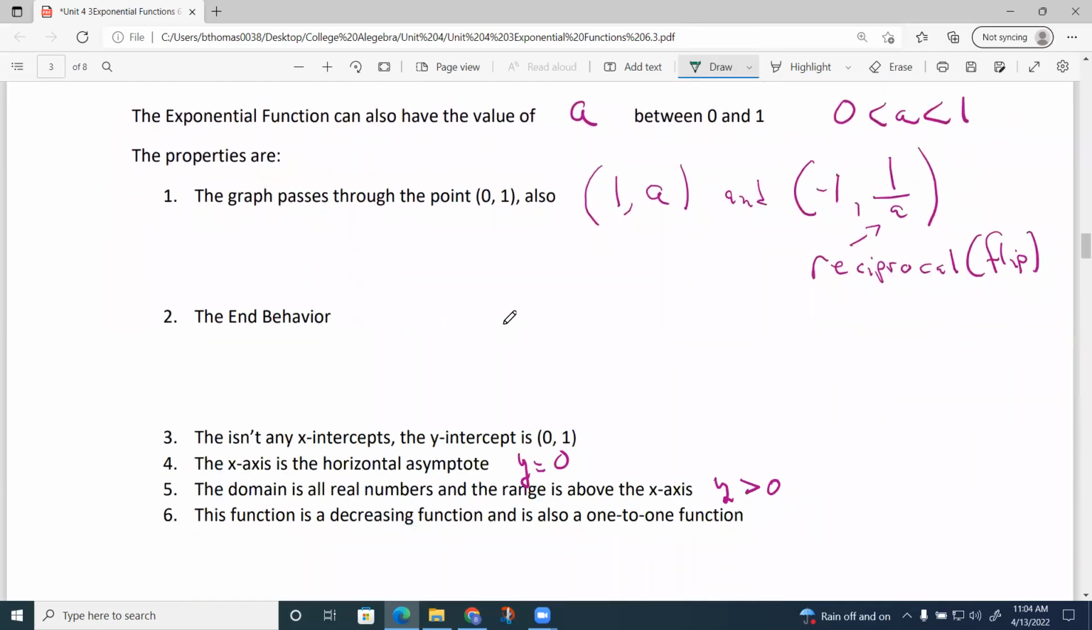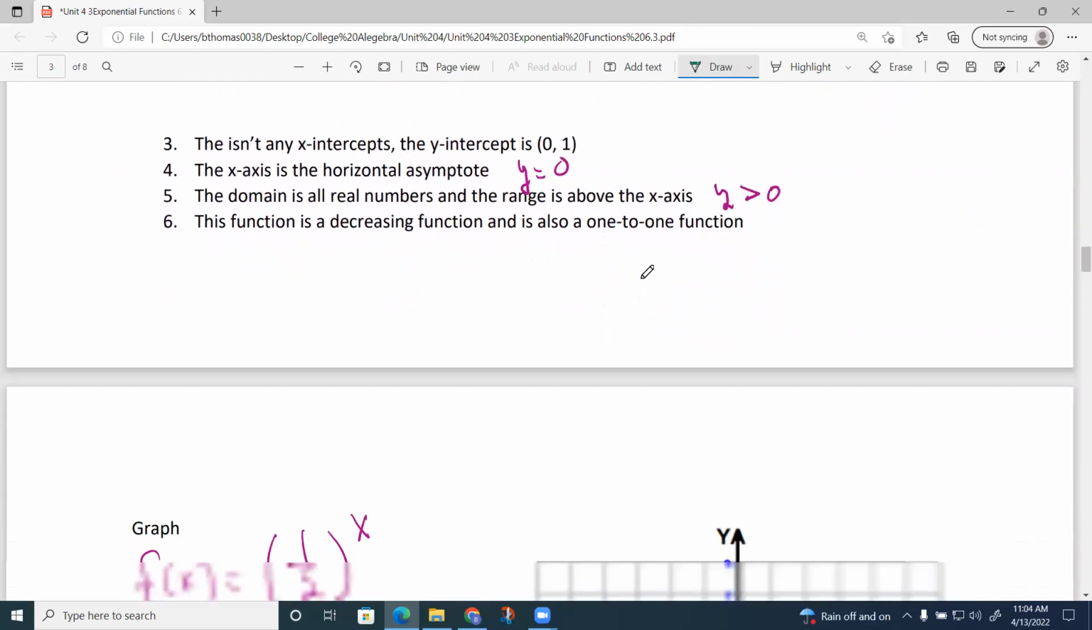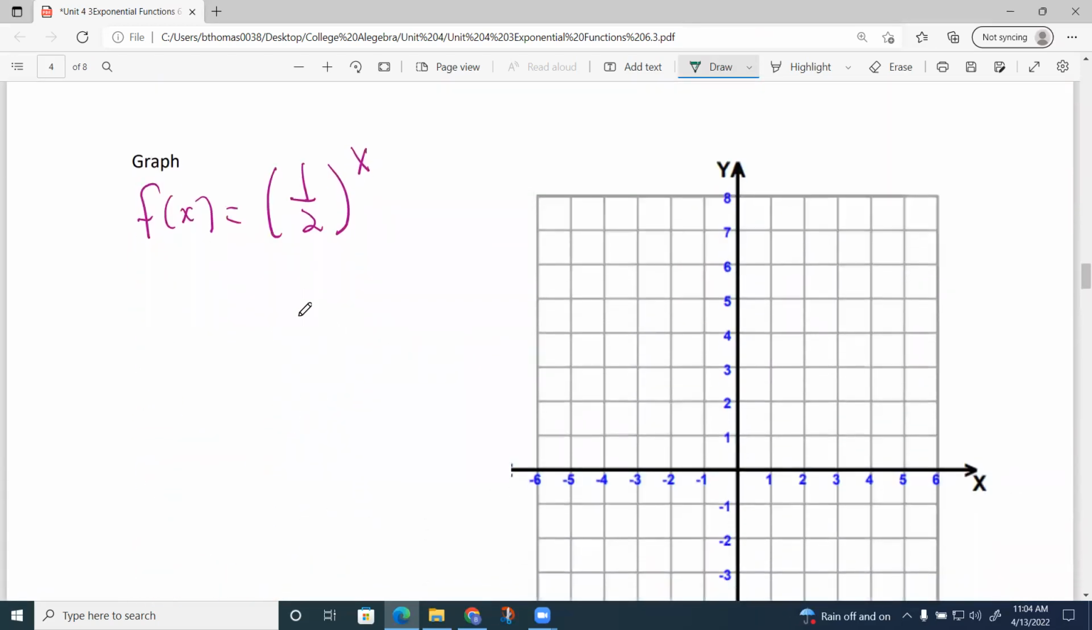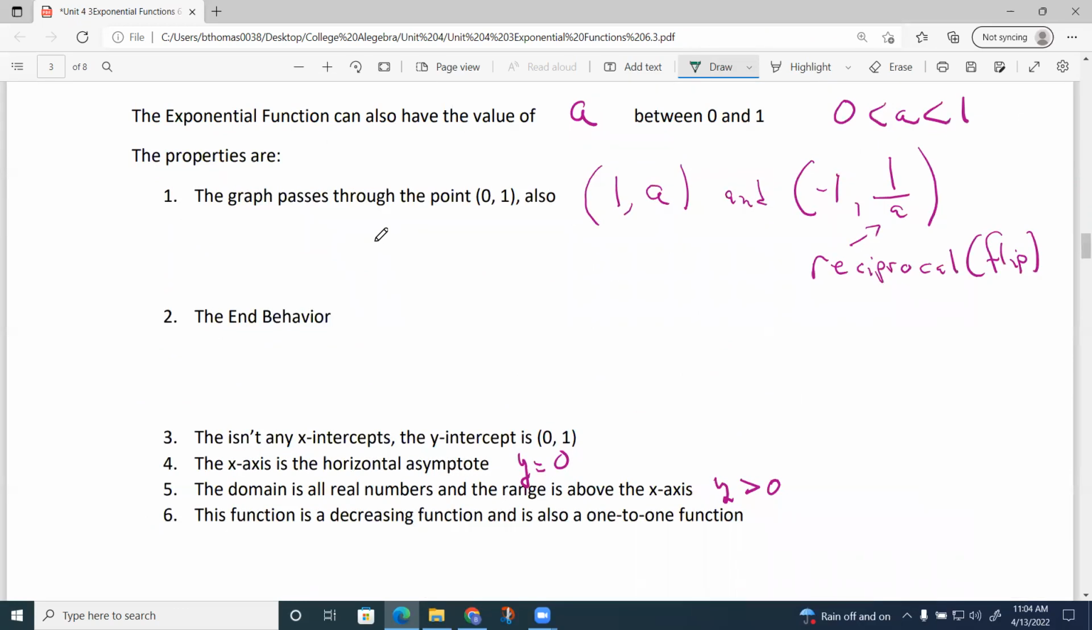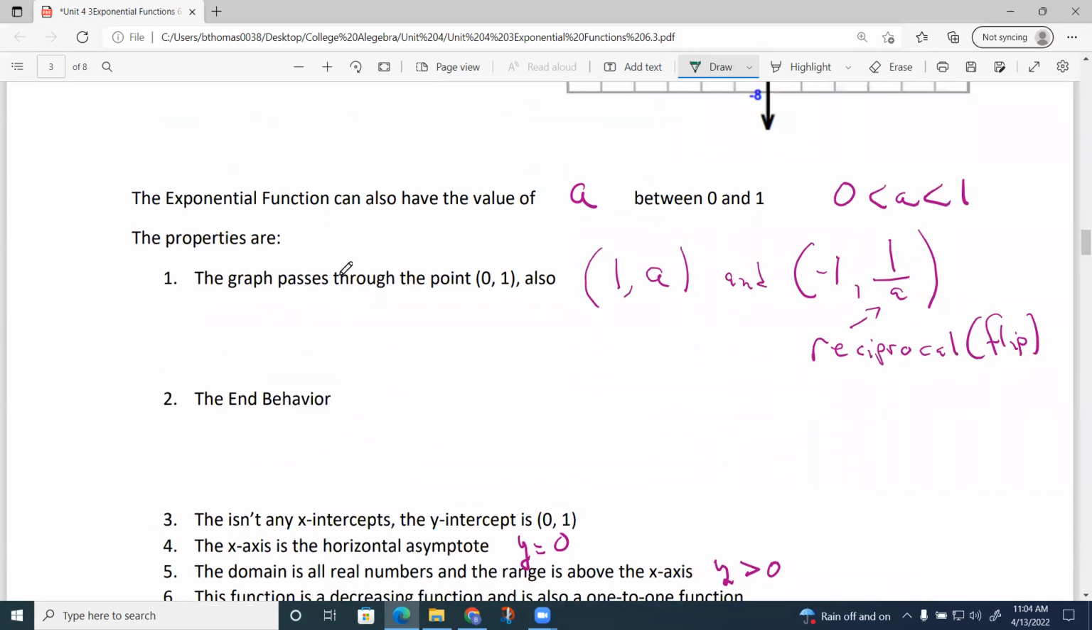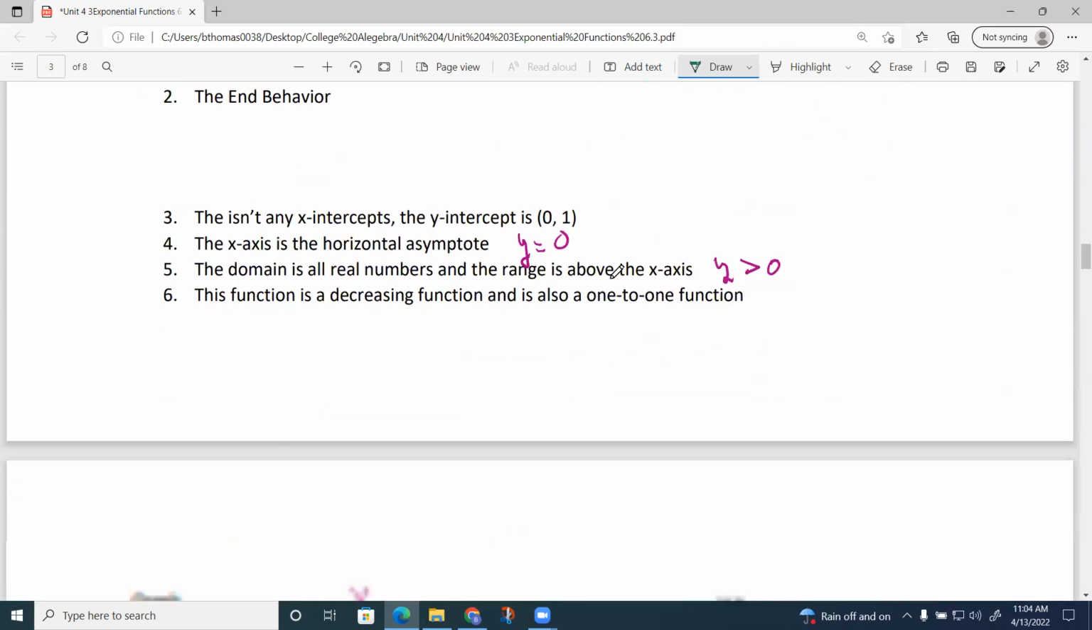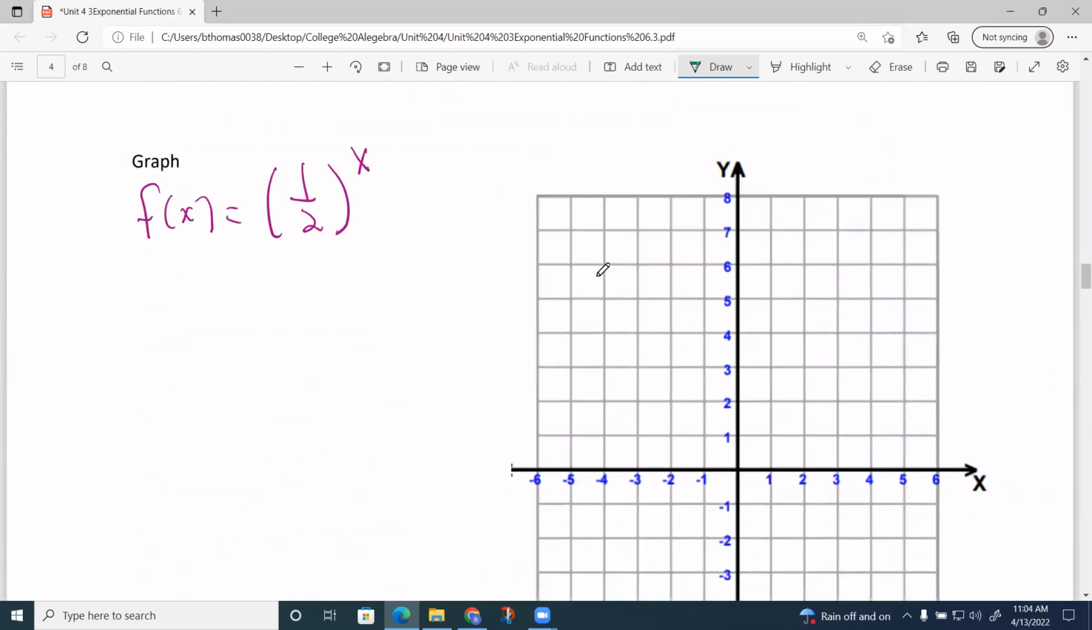The exponential function can also have a value of a where it's between 0 and 1. What I mean by that is we're talking about a fraction between 0 and 1, and the most common fraction is 1/2. So if we look at the function f of x equals 1/2 to the x, let's observe its behavior as a parent function. What's going on with it? What it says here is, again, those points are going to be 0, 1, 1 over a, and negative 1 over a, which again is the reciprocal or flip.